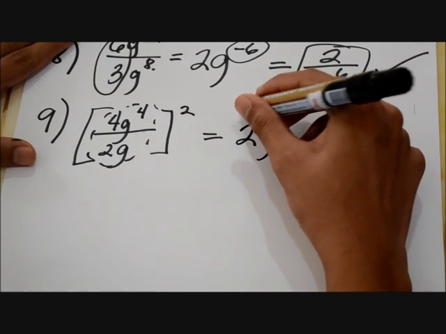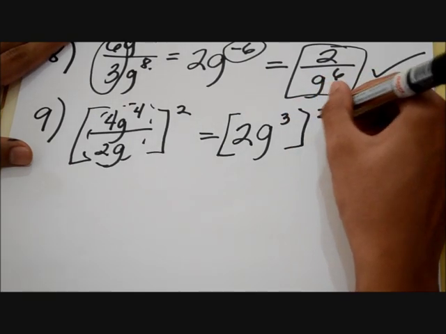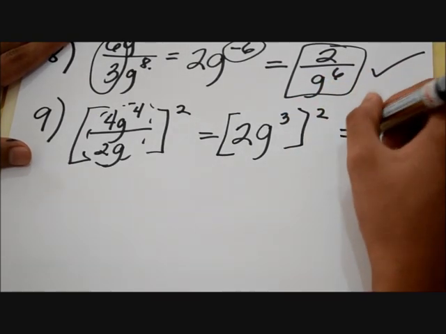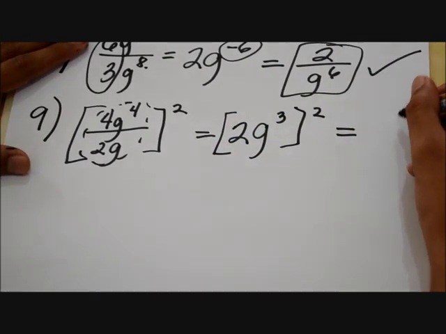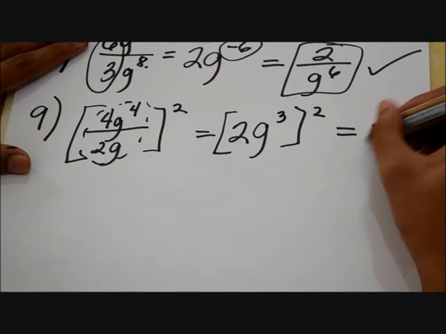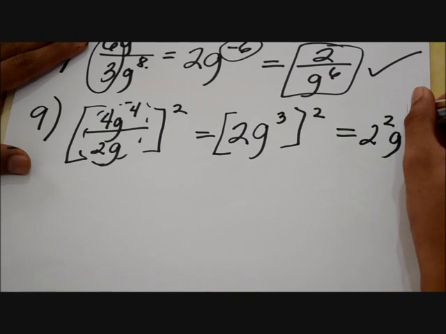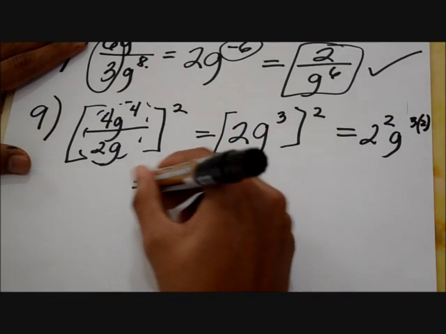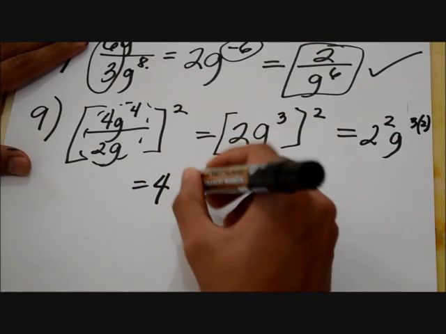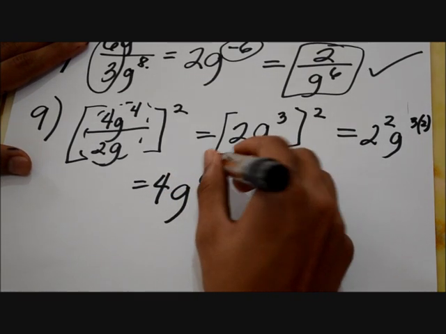Since we subtracted the exponents, then raising the derived quotient to the power of 2, given the quantity of 2 grams cubed raised to the power of 2. So that would be equal to 2 raised to the power of 2 grams raised to the power of 3 times 2, giving the final answer of 4 grams raised to the power of 6.